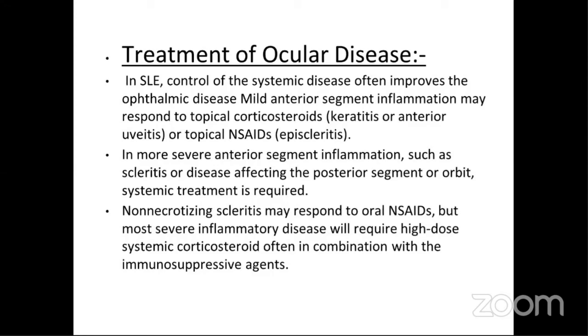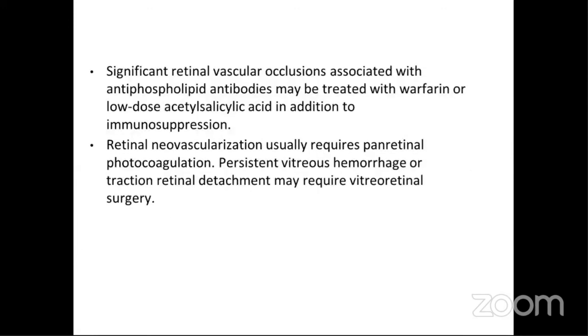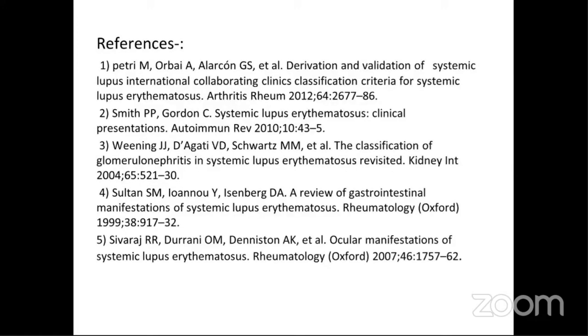In more severe anterior segment inflammation such as scleritis, or disease affecting the posterior segment or orbit, systemic treatment is required. Significant retinal vascular occlusion associated with antiphospholipid antibodies may be treated with warfarin or low-dose acetyl salicylic acid in addition to immunosuppression. Retinal neovascularization usually requires pan-retinal photocoagulation. Persistent vitreous hemorrhage or traction retinal detachment may require vitreoretinal surgery. These are my references. Thank you.